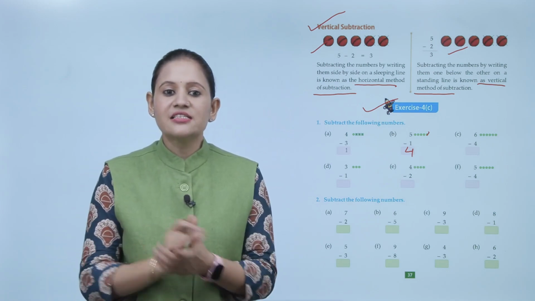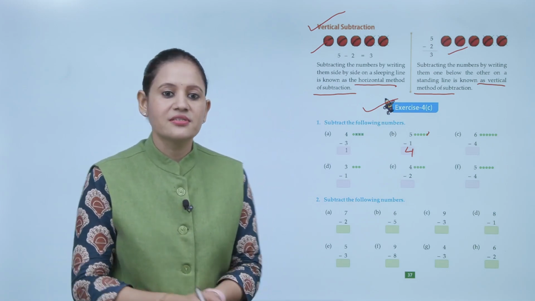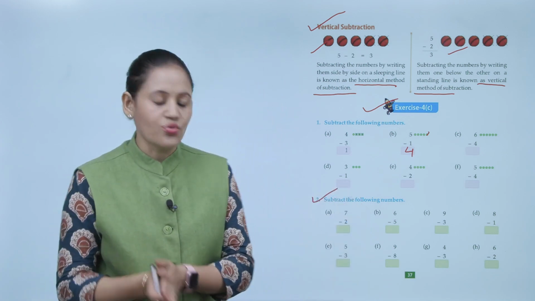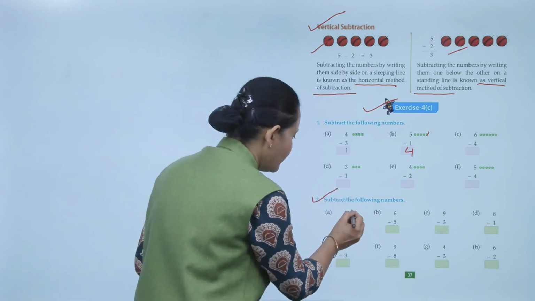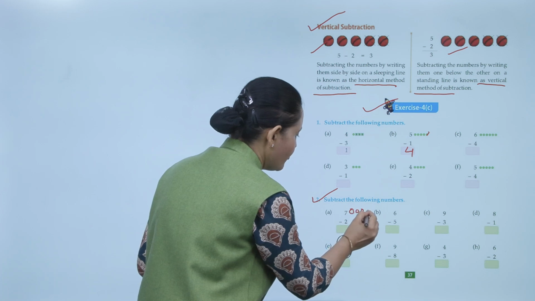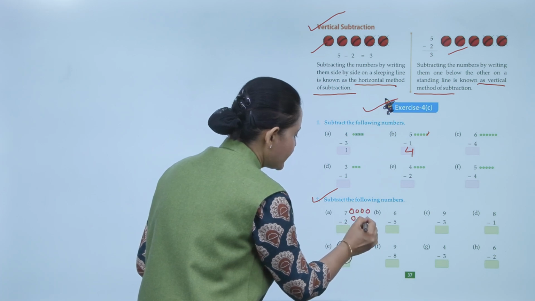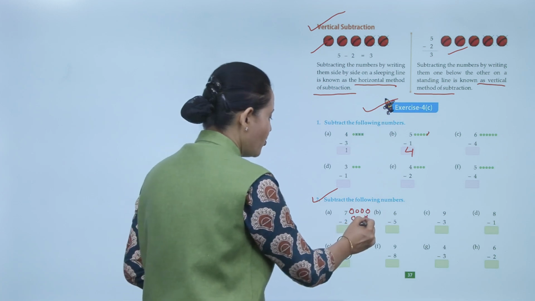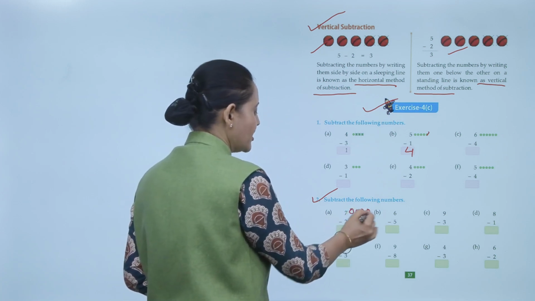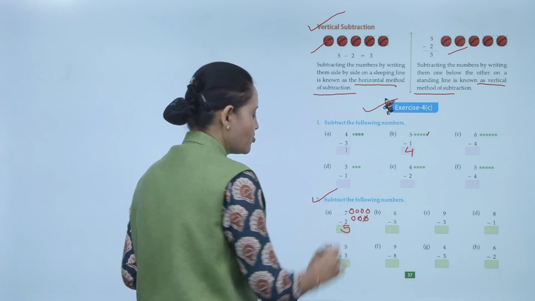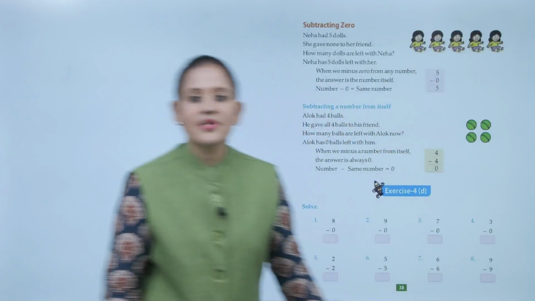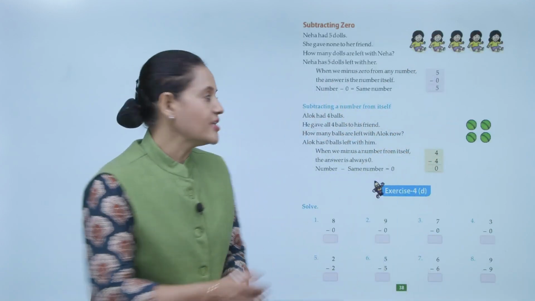Next, subtract the following numbers. 7 minus 2. So total 1, 2, 3, 4, 5, 6, 7. 2 subtract करना है, so we'll cross 2. So how many left? 1, 2, 3, 4, 5. So 7 minus 2, that is equals to 5. Next is subtracting 0.